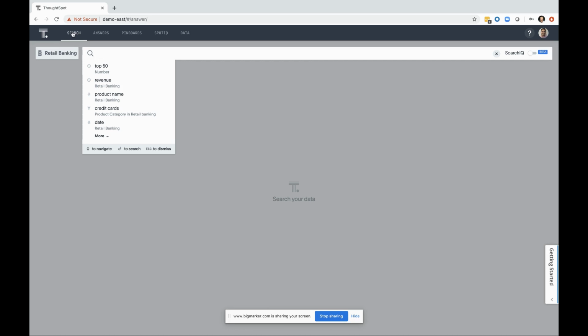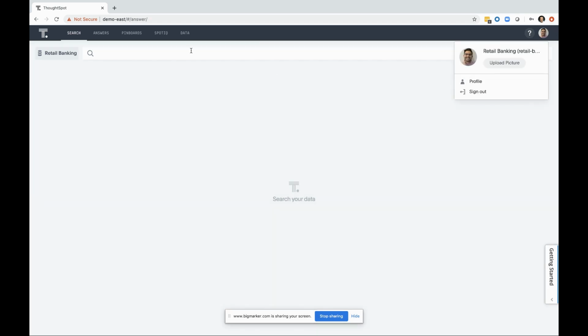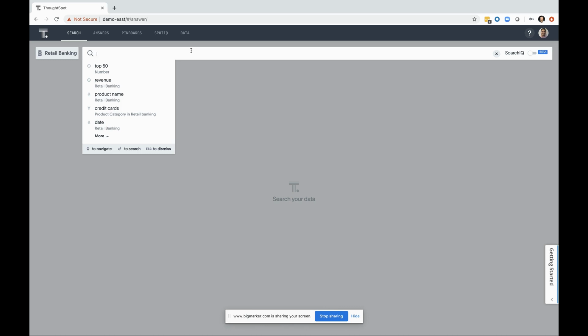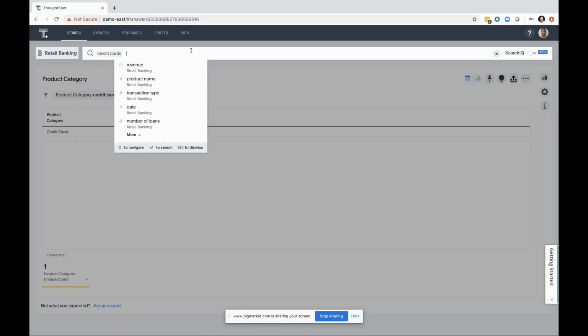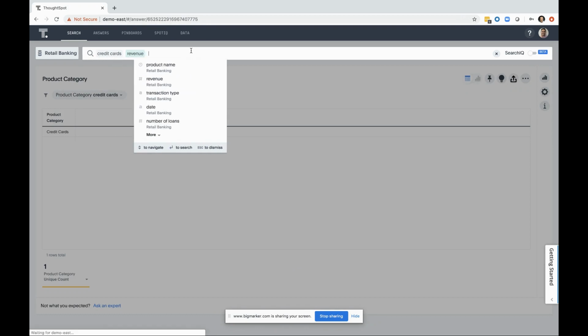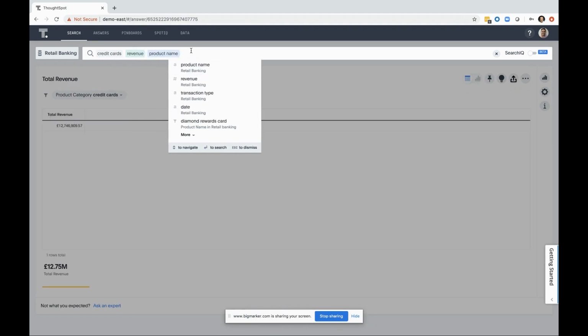I want to understand what credit cards are performing well in terms of revenue. I want to look at it at different product name levels, right? So we're going to go here and say, show me all of the credit card information. I want to see the revenue for each of these. I want to look at all of the product names on the credit cards.